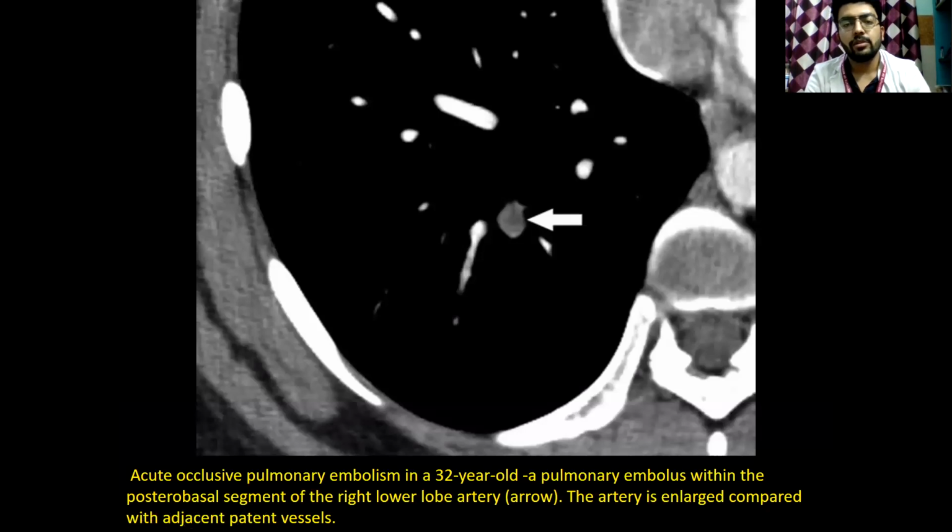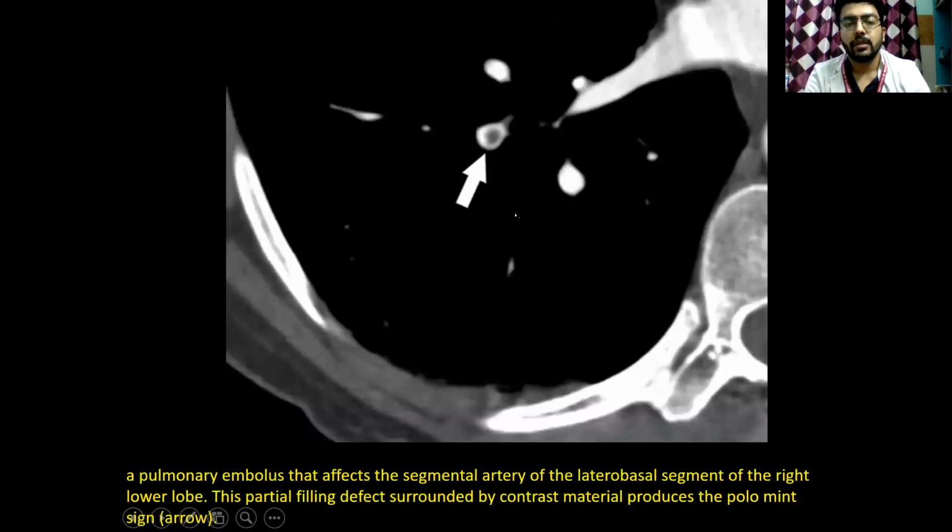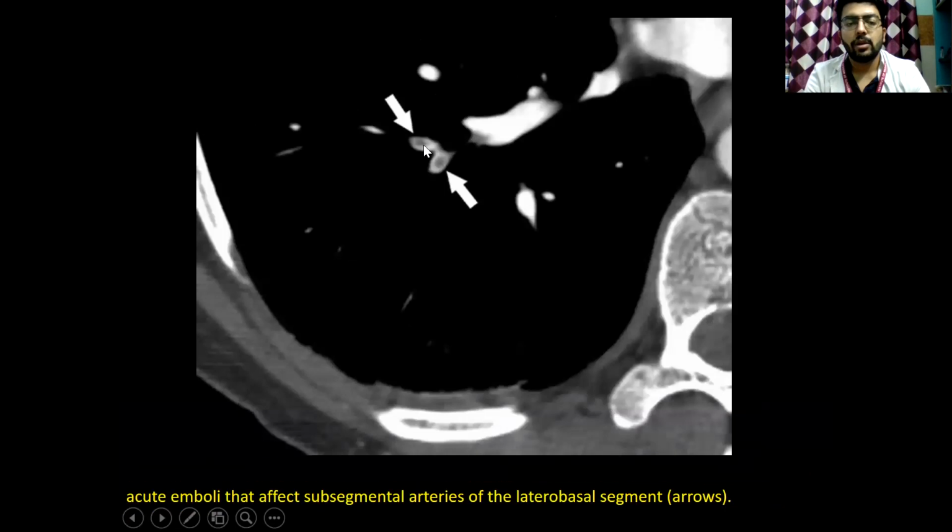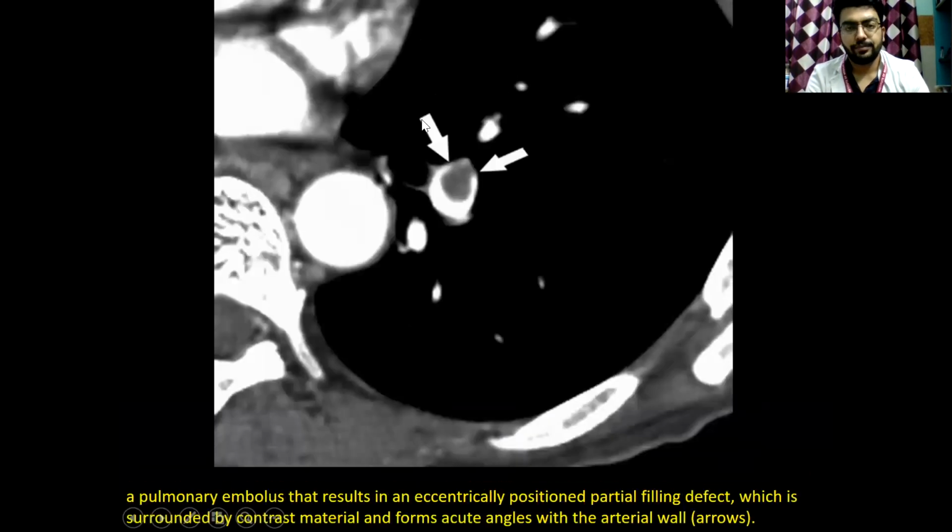Acute occlusive pulmonary embolism in a 32-year-old: pulmonary embolus within the posterior basal segment of the right lower lobe artery. This is in the lateral basal segment of the right lobar artery, the rim sign. There are again acute emboli that affect subsegmental arteries of the lateral basal segment.